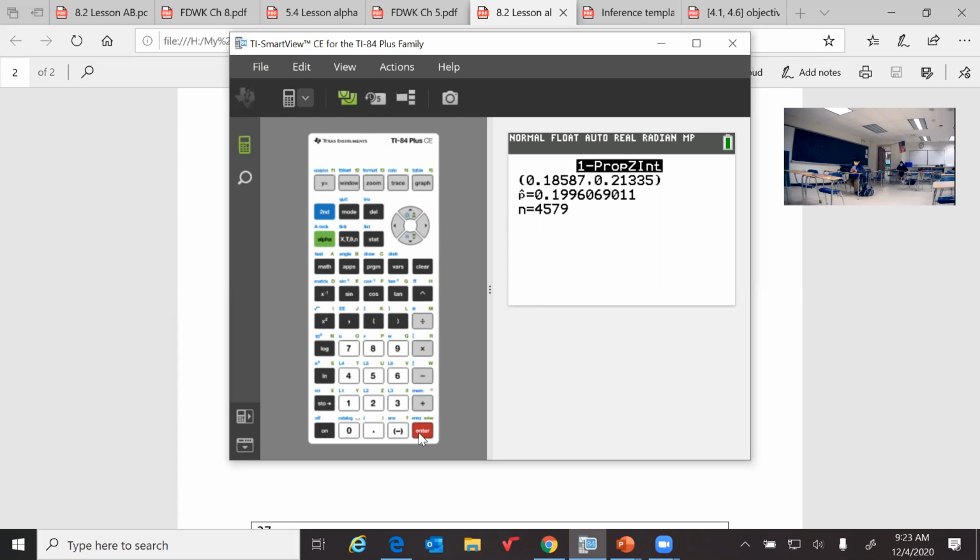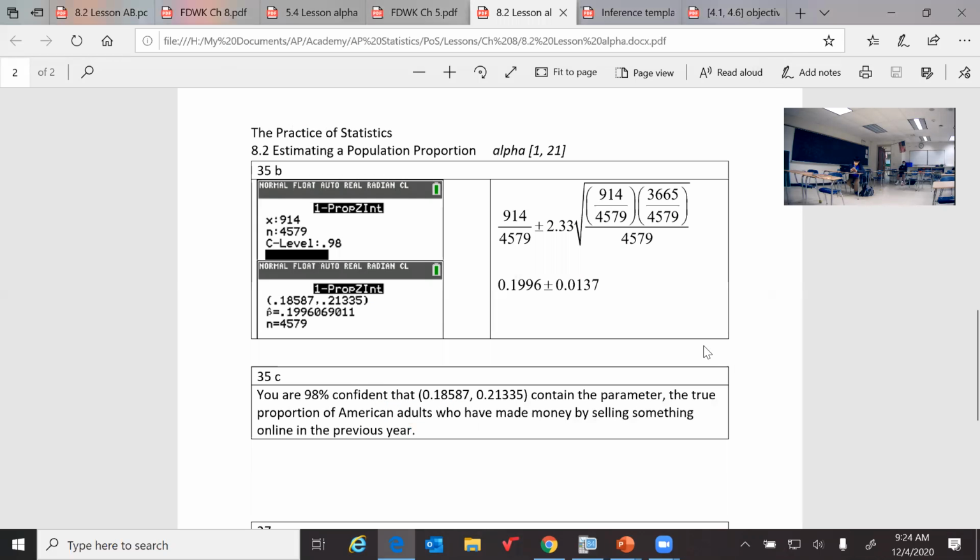Makes sense? It's telling you the confidence interval goes from 18.5% to 21.5%, basically, which is what we have here. See, this is the center. Add or subtract 1.4%. That's one way of writing it. And that confidence interval, just giving the endpoints, is another way of writing the same thing. So what does that mean? It means you're 98% confident that the parameter's in there.